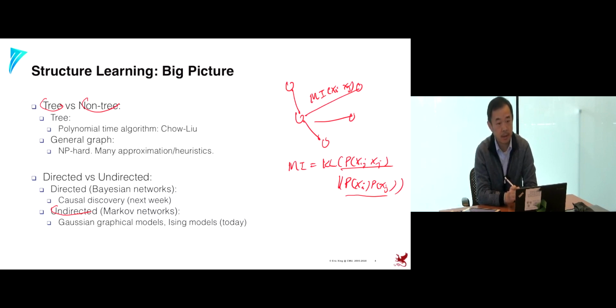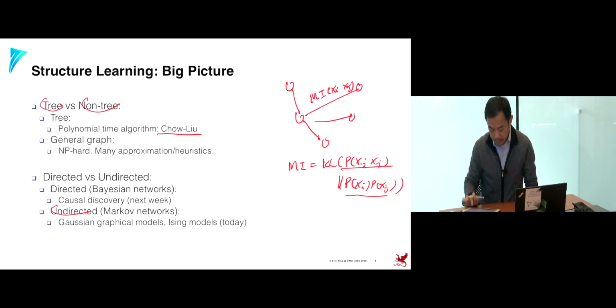And you can compute pairwise mutual information for every pair of random variables, which is of complexity n squared. N is the number of nodes. And then after you have all this pairwise mutual information, you can run a maximum spanning tree algorithm to find the maximum spanning tree that connects all these nodes. And the resultant tree is actually the most likely structure underlying the data. So this is called the Chow-Liu algorithm. If you are interested, you can go to the appendix to look at the mathematics.